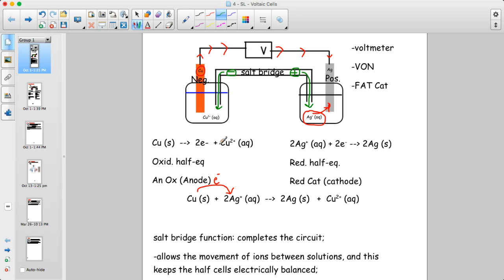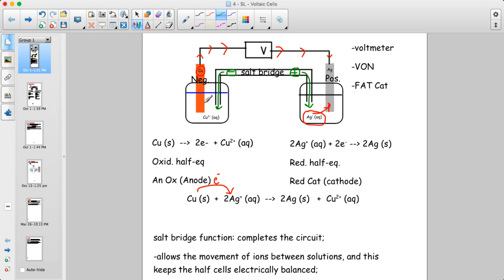Over time, you would see observations like the copper getting smaller, dissolving and losing mass, and the silver getting plated onto, getting bigger and gaining mass. The copper solution would be getting darker and darker blue in this case as more and more copper ions enter it. The silver ions, you wouldn't see a change because silver is a clear, colorless ion.